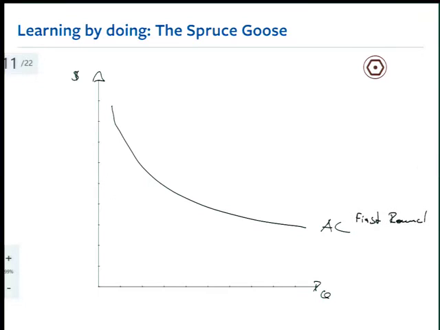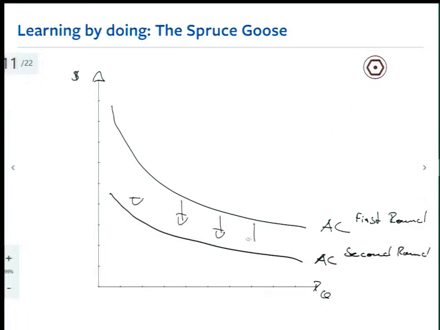Division of labor of individual production processes kicked in. You've learned how to put this stuff together the first round, so your average costs of production fall for any level of production. Right? So there's a drop in the average cost of production that happens because you learned something by doing the first time. This is very different from learning by using, right?